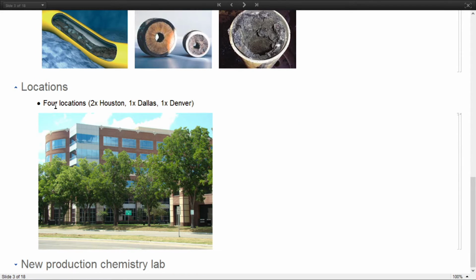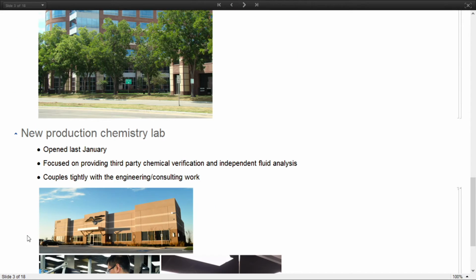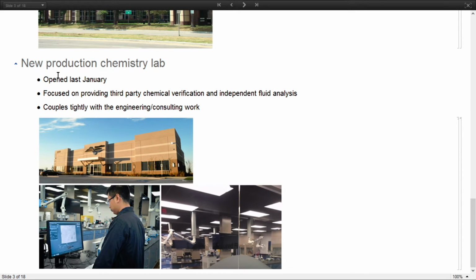So we've got 4 locations, 2 in Houston, 1 in Dallas, and 1 in Denver, and we're sort of really spread out. We only have 20 people in the company, so for 4 locations, it's stretched pretty thin. We just opened up a new production chemistry lab. It opened last January, and the focus there was, we've primarily done engineering and consulting work before. With the production chemistry lab, we're able to do some of the fluid testing that we need to do on these oil samples ourselves, and basically be a third-party verification for some of that stuff.